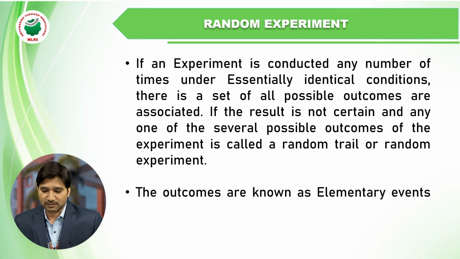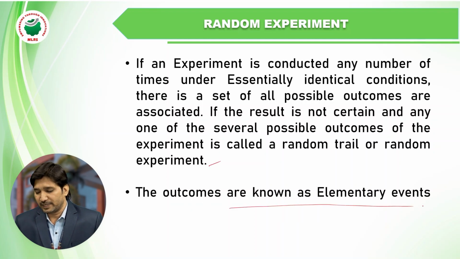Next, random experiment. If an experiment is conducted any number of times under essentially identical conditions, there is a set of all possible outcomes associated with it. If the result is not certain and any one of the several possible outcomes can occur, it is called a random trial or random experiment. The outcomes are known as the elementary events.